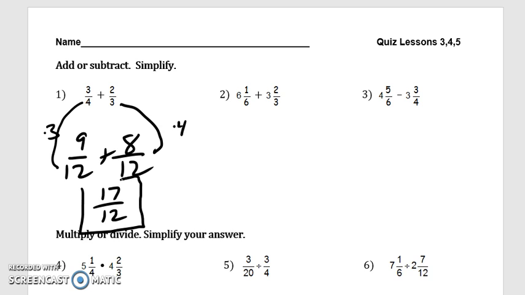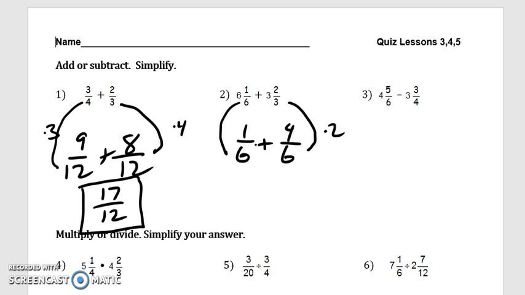Remember, you can leave them as improper as long as there's not a number that you can take out of 17 and 12. All right, so same business going on here. Common denominator, 6 is my best choice. So I'm going to multiply by a 2, so 2 times 2 is 4. When it doesn't change, the top number is not going to change, because you're multiplying by a 1. So we can add, I get 5/6. Don't forget about your whole numbers. 6 plus 3 is 9, so we do get 9 and 5/6.